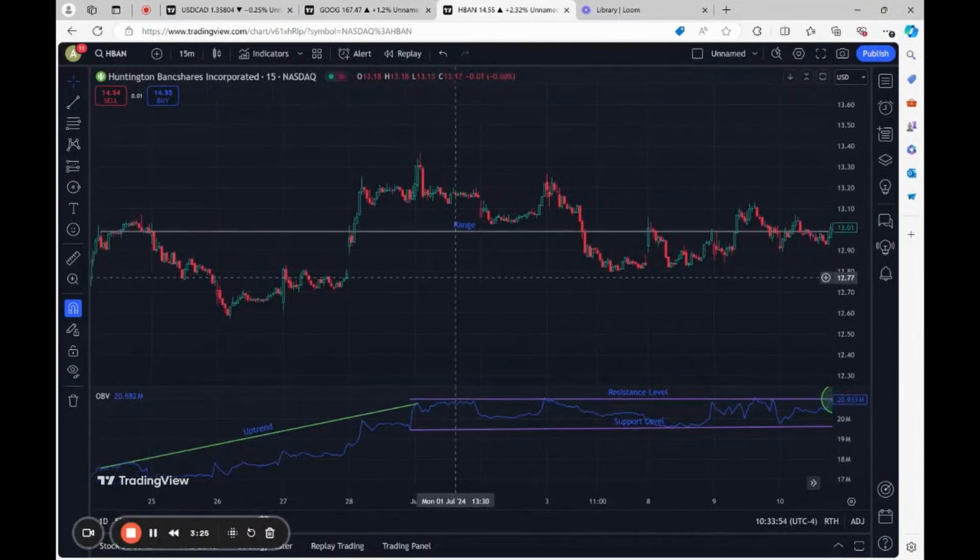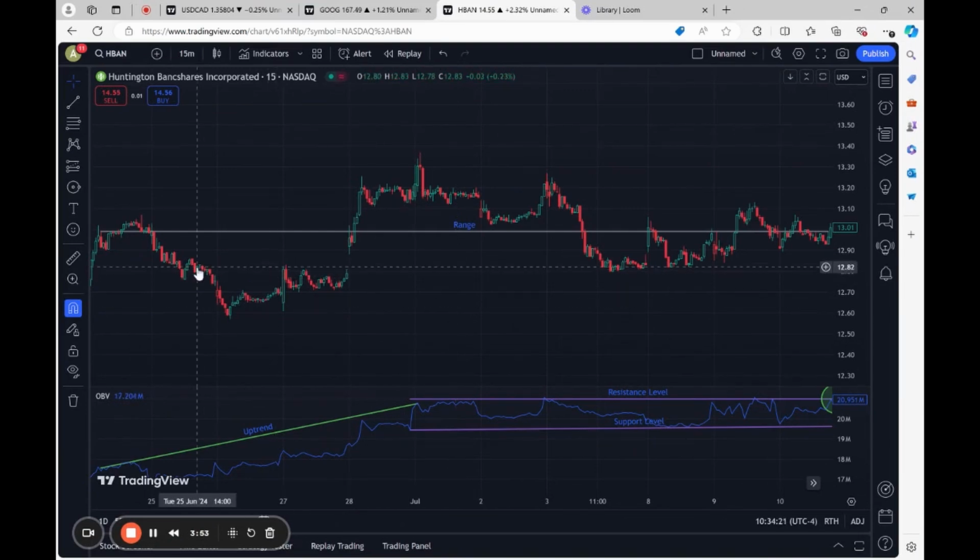Lastly, we can also use on-balance volume in a range market. So in a range market, if both on-balance volume and the stock price are in a range, the range is likely to continue, but you want to be prepared for a breakout because periods of low volatility, which is a range market, are often followed by periods of high volatility. So you want to be looking out and be aware of a breakout.